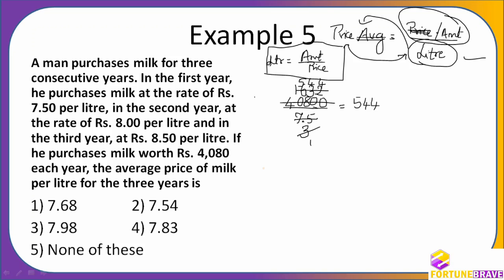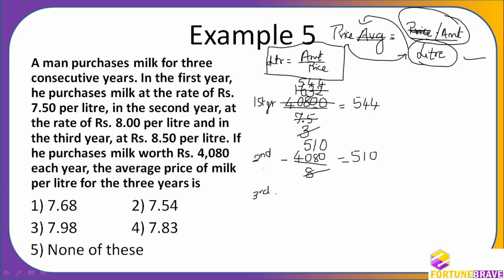So it will be 544 liters in the first year. How much will it be in the second year then? In the second year it will be 4080 divided by 8 per liter. So we do not have to do that 0 and all those things; directly we can do it. 8 ones are 8, 8 fives are 40. Then 8 will come, 8 ones are 8 and 0. So therefore this will be 510.